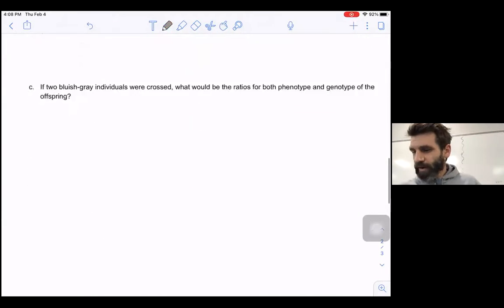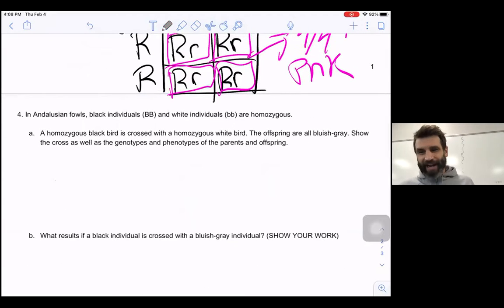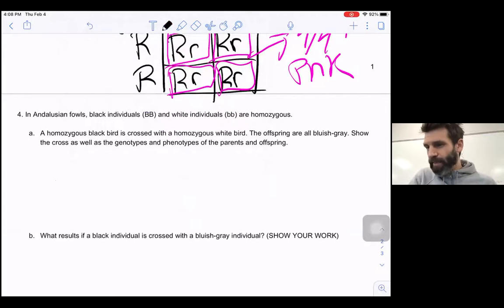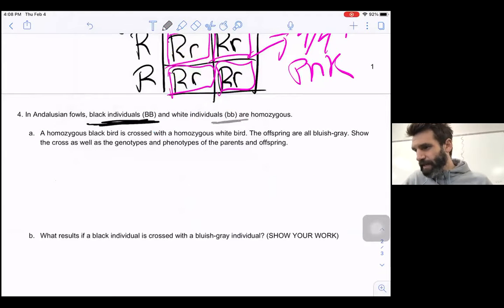Okay, so what else do we have here? One more. In this beginning genetics, you really see snapdragons and these birds, these Andalusian fowls, that display this codominance. These are the ones that teachers always go back to. So in these birds, the individuals that are black are BB, and white are little b.